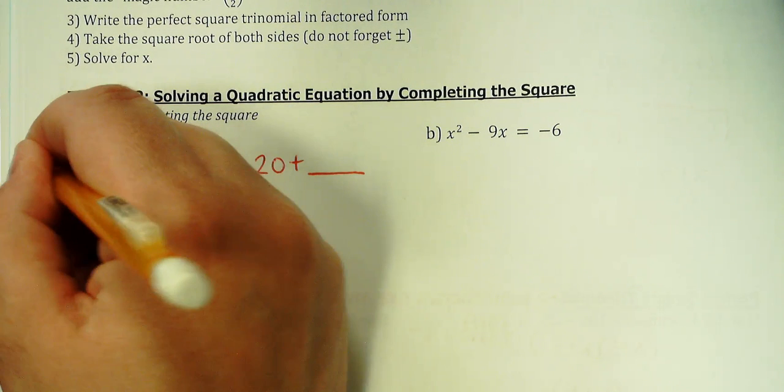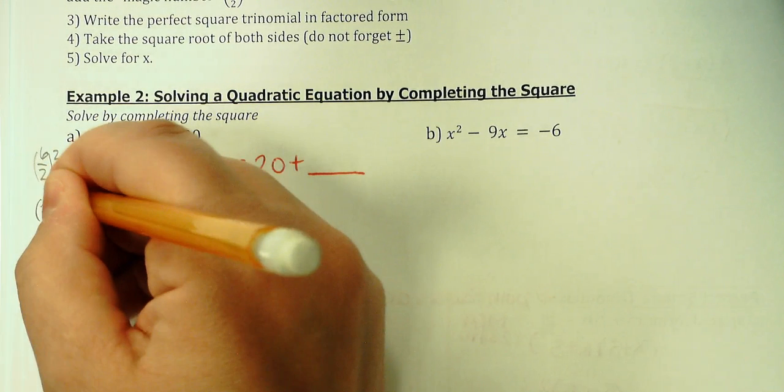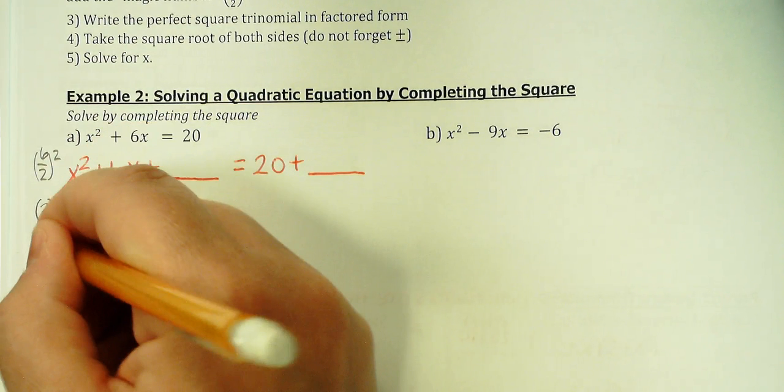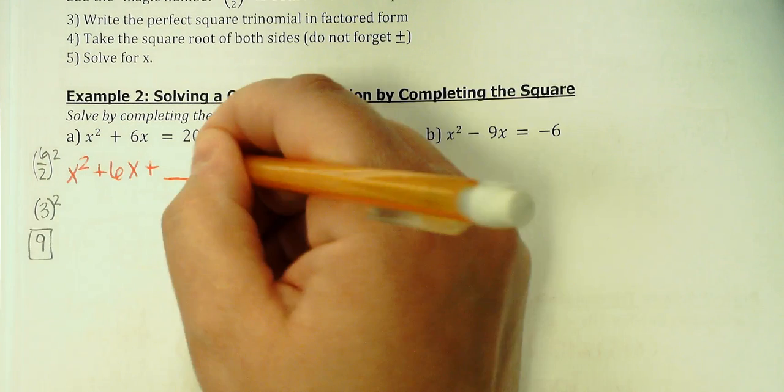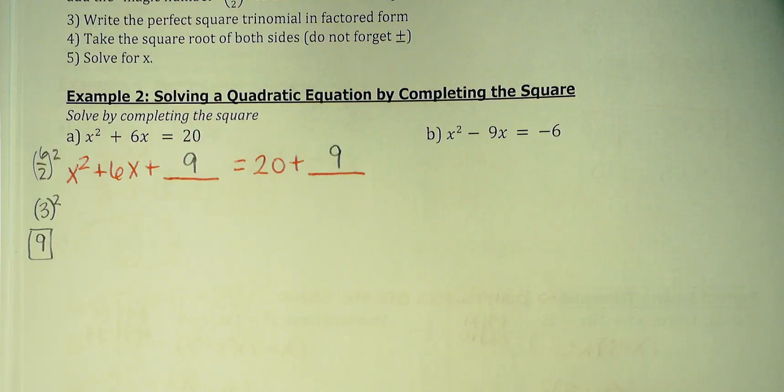For this question, it's 6. You're going to divide that by 2 and square it. So 6 divided by 2 is 3, and 3 squared is going to be 9. So I'm going to add 9 to both sides. If you've done that, you should have created your perfect square trinomial.